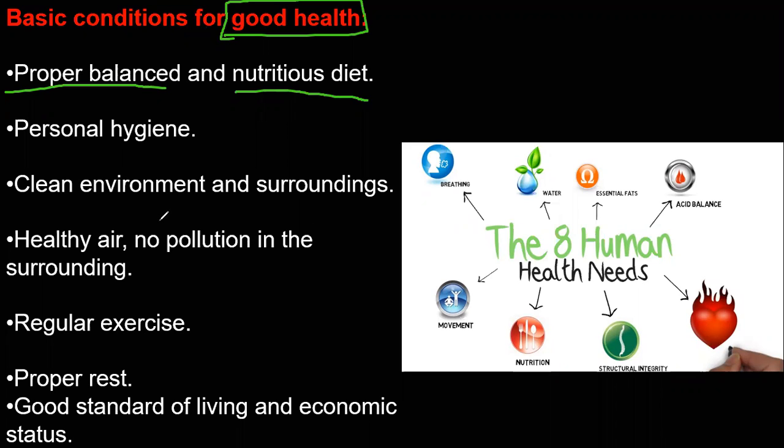Okay, let's continue. Proper balanced and nutritious diet. A nutritious diet can contain, first one is carbohydrates.